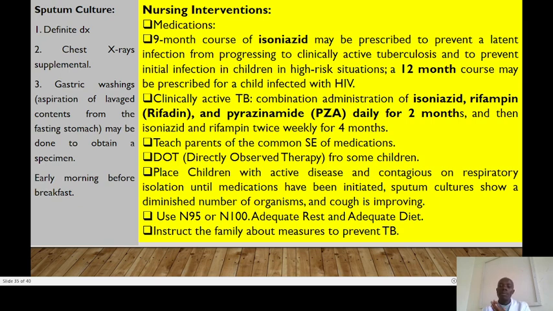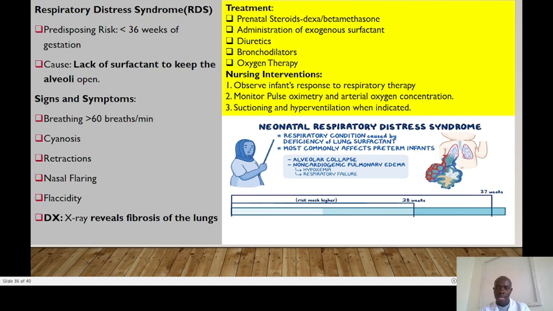Remember, for TB, you have to put the patient on isolation precautions, especially respiratory precautions, where you're going to use an N95 or an N100 mask. Besides, you have to provide adequate rest and an adequate diet to the patient and instruct the patients about measures to prevent TB. All right? Next, we have RDS, guys, respiratory distress syndrome.